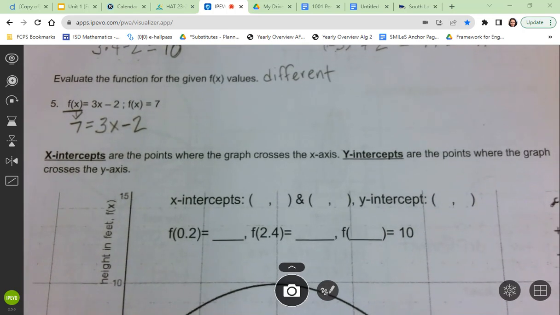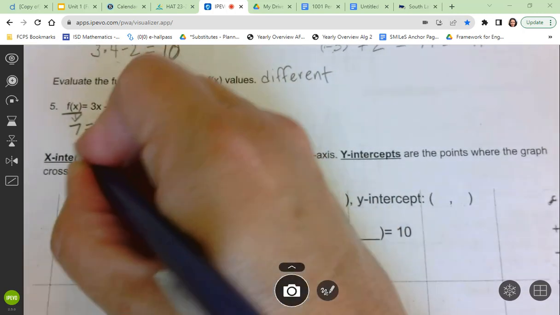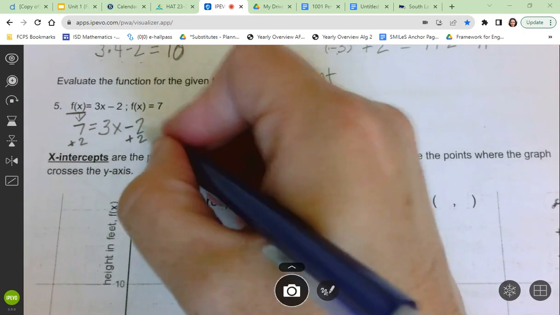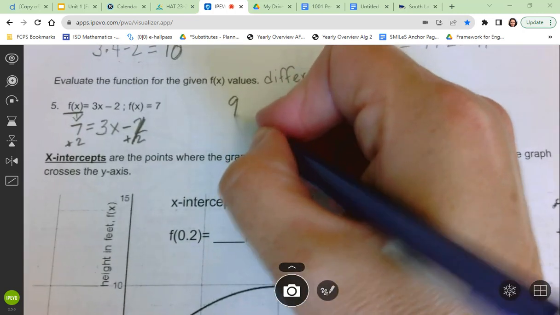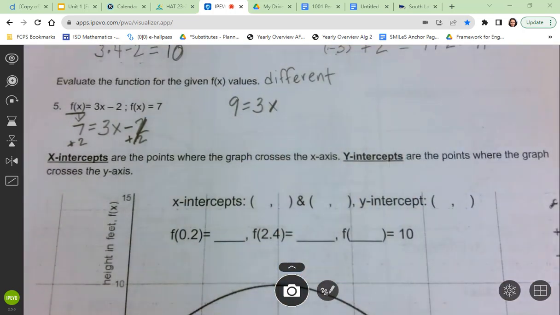So solving for x, what would be the first thing that we have to get rid of? 2. Yeah. So the inverse of minus 2 is plus 2. That will cancel out, and I get 9 equals 3 times x.